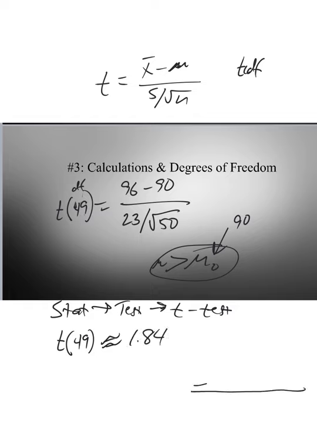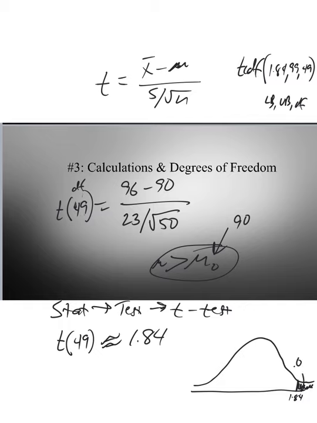So if we have the curve, our test statistic ends up being 1.84. And because it's greater than, we're going area to the right. So if we used a TCDF, we'd do 1.84 to 99, and then we'd put in degrees of freedom. So this is lower bound, upper bound, degrees of freedom, okay?